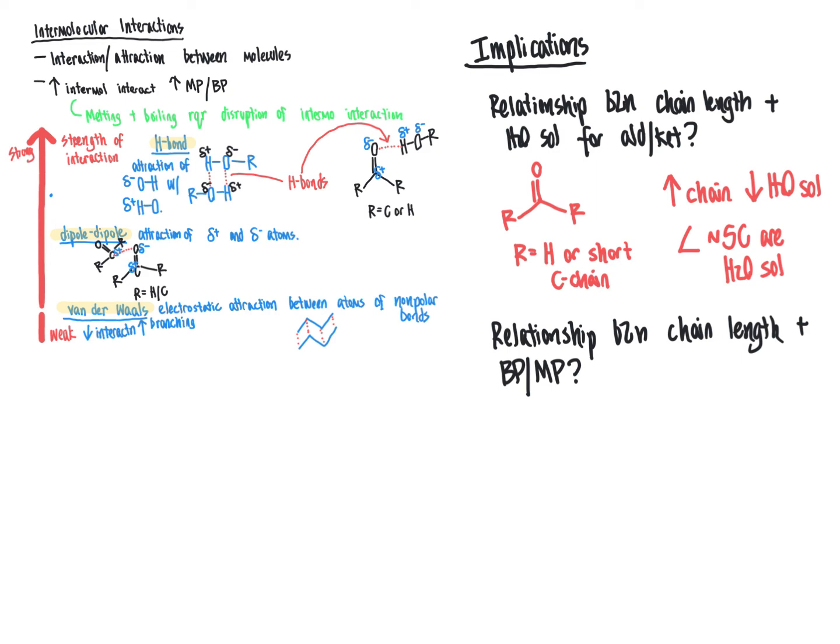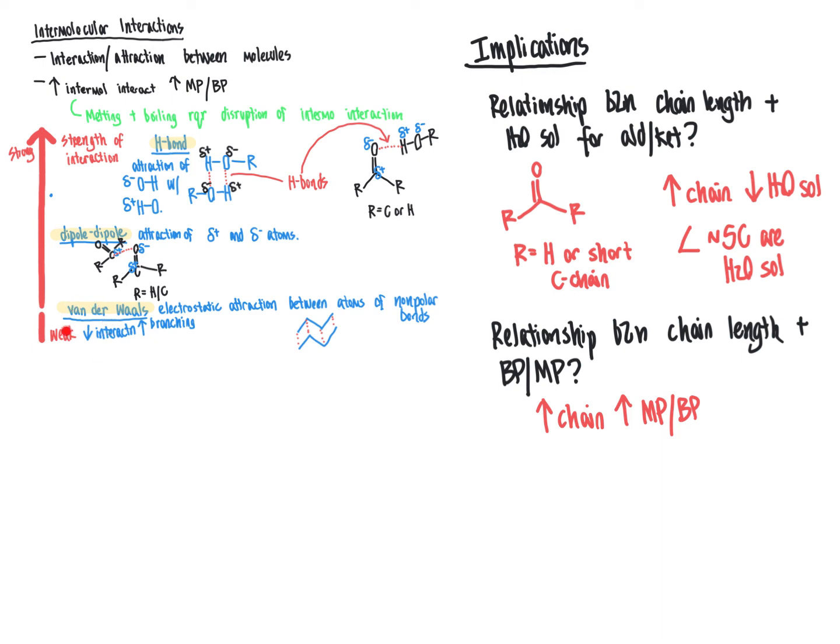So as the chain length increases, we're going to see that the intermolecular interactions increase, and that's going to cause the melting point and boiling point to increase as well, because the longer the carbon chain, the more van der Waals force interactions there will be, because the longer the carbon chain, the longer this network of interaction can be between atoms of nonpolar bonds. And also throughout this, we will have within each molecule the opportunity for a dipole-dipole interaction that remains there as well.